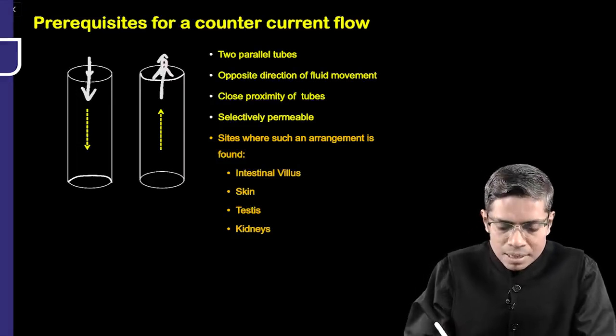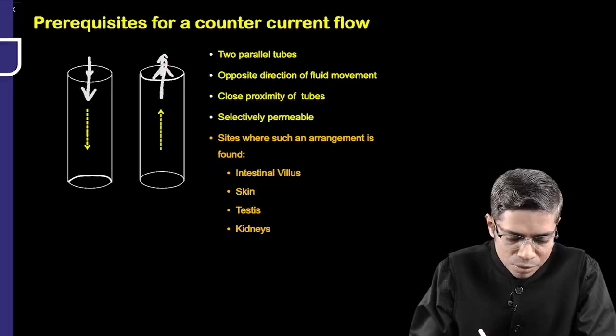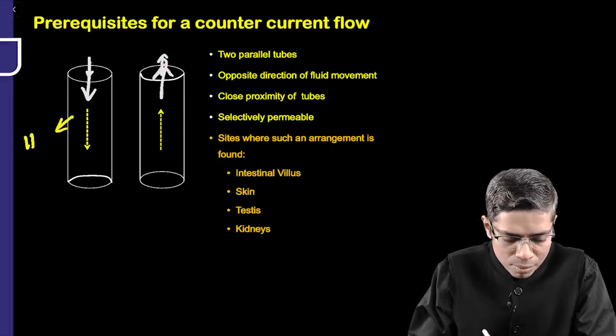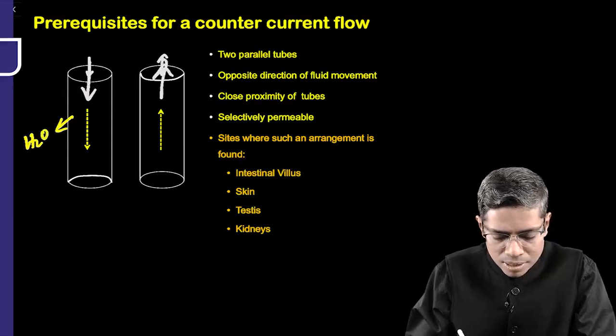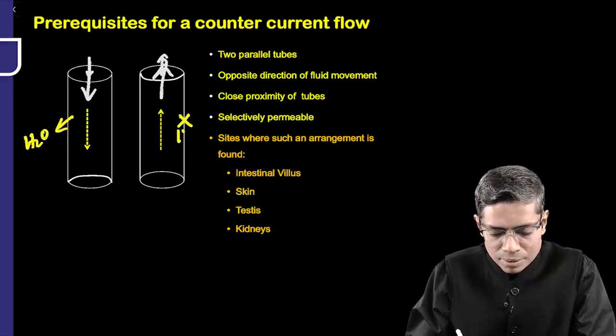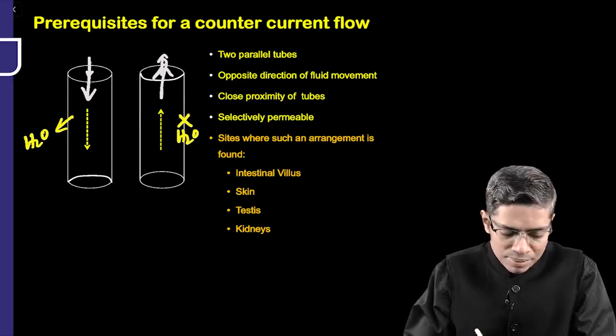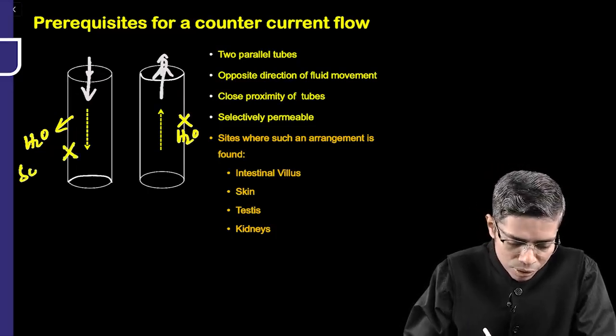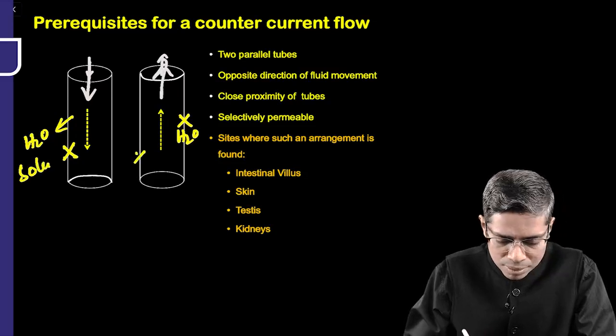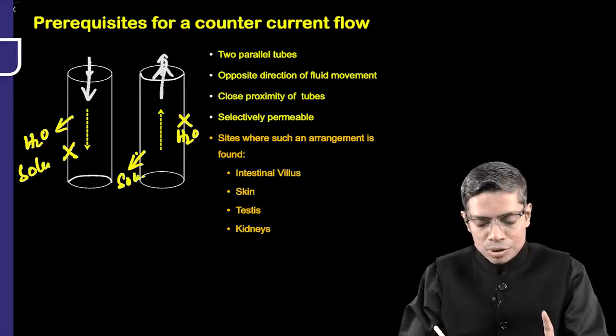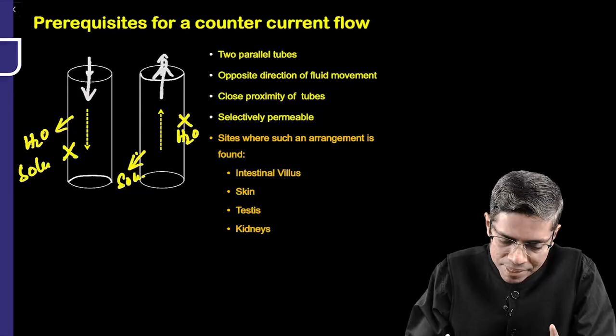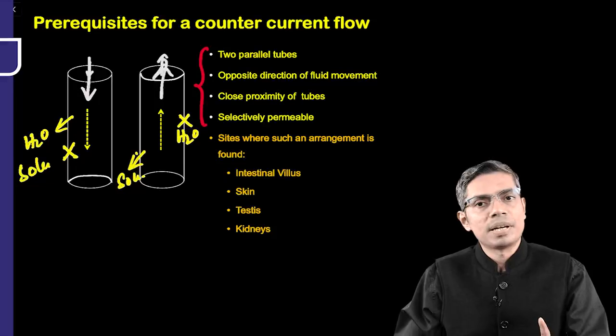What is the meaning of this? If the first tube is permeable for only water, then the second tube has to be impermeable for this water transport. If the first tube is impermeable for solute, the second tube has to be permeable for solute reabsorption. Getting my point? So this way you have to fulfill four criteria, and only then can the countercurrent system operate.